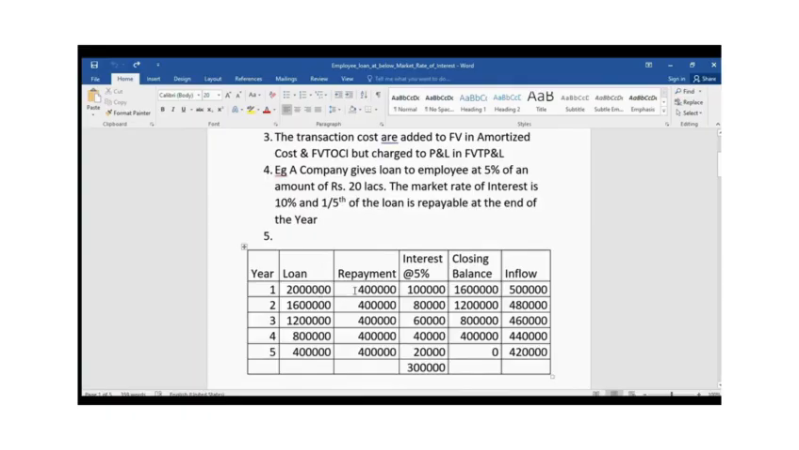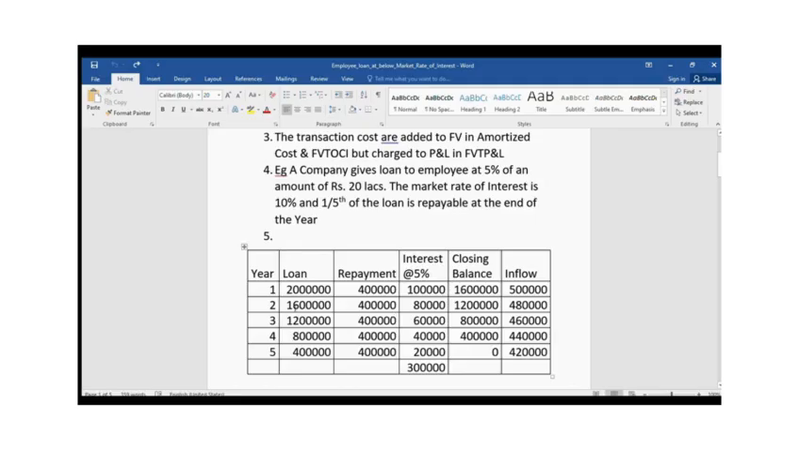Repayment is 1/5 at the end of each year. That is 1/5 of 20 lakhs, which is 4 lakhs. So 4 lakhs would be the repayment amount at the end of each year. Now interest at the rate of 5%. Since the repayment is happening at the end of the year, interest would be computed on the initial loan value of 20 lakhs. 5% of that will be 1 lakh. So the total inflow from the employee to the company would be 4 lakh repayment plus 1 lakh interest, that will be 5 lakhs.